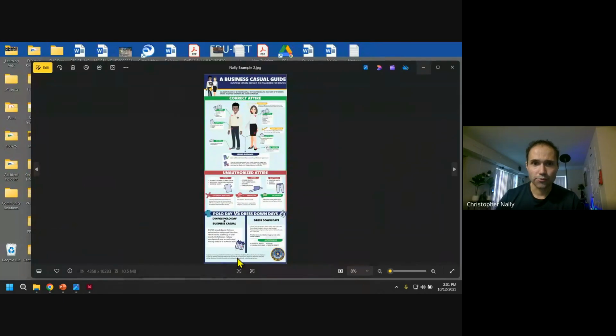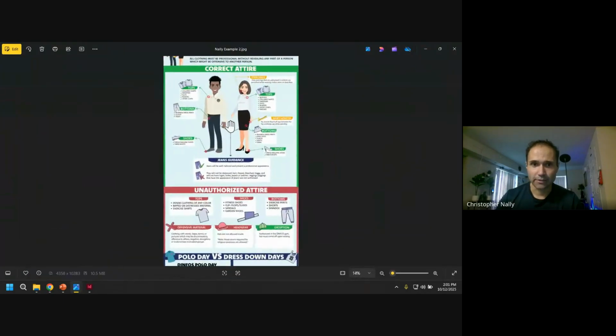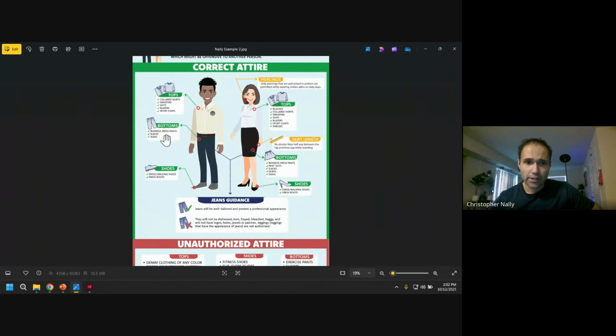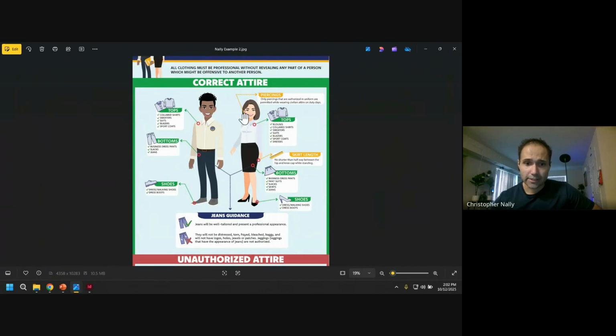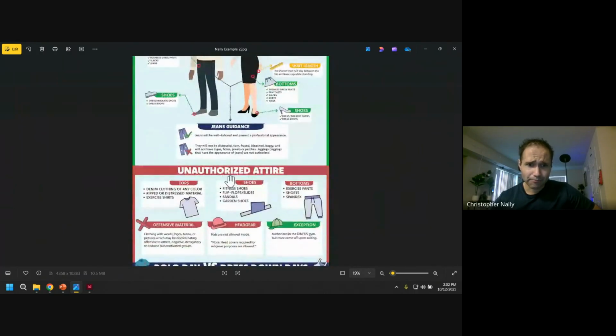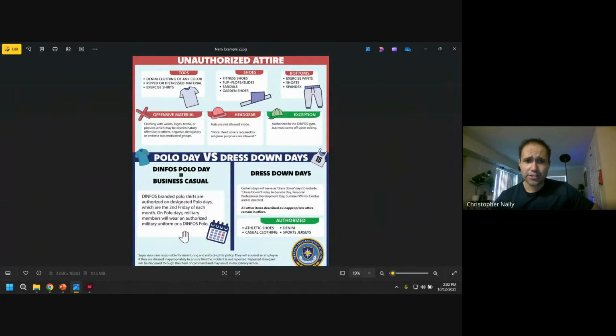Moving on over to a little number I had to make for the school here. The concept behind this is a diagram. The reason why it's a diagram is because this was showing the students as well as the staff how to dress appropriately for polo day or dress down days. You can see here I'm using these pointers and colors and text hierarchy to represent a clothing diagram, as well as explanations of the differences between a polo day versus a dress down day.